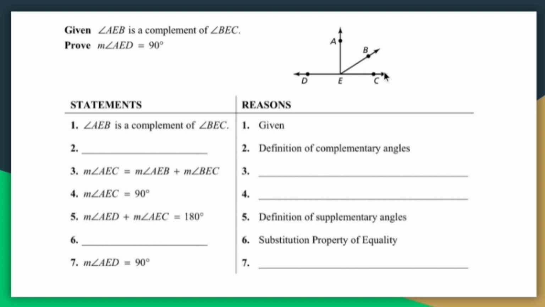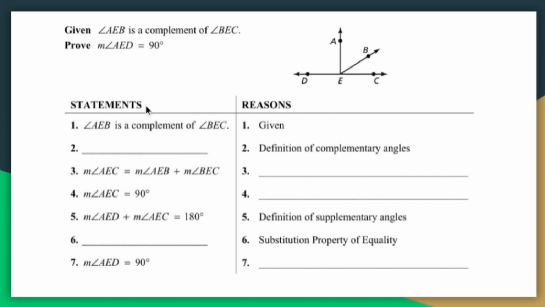I have a straight line here. I got what looks like it could be a right angle, but I don't know. I got these angles next to each other. Anything could happen. But what it's telling me right off the bat is angle AEB, which is 1, 2, 3, is complementary to angle BEC. So angle AEB is complementary to BEC.